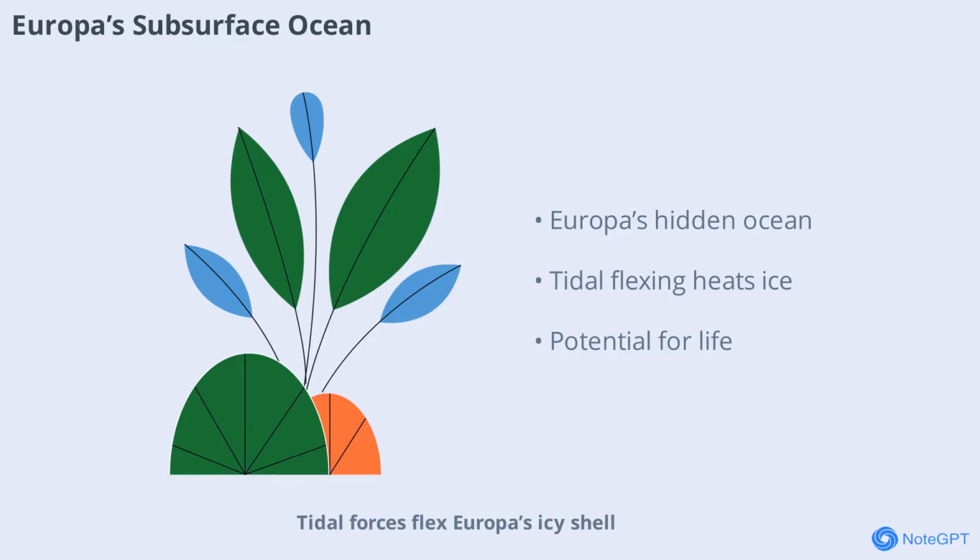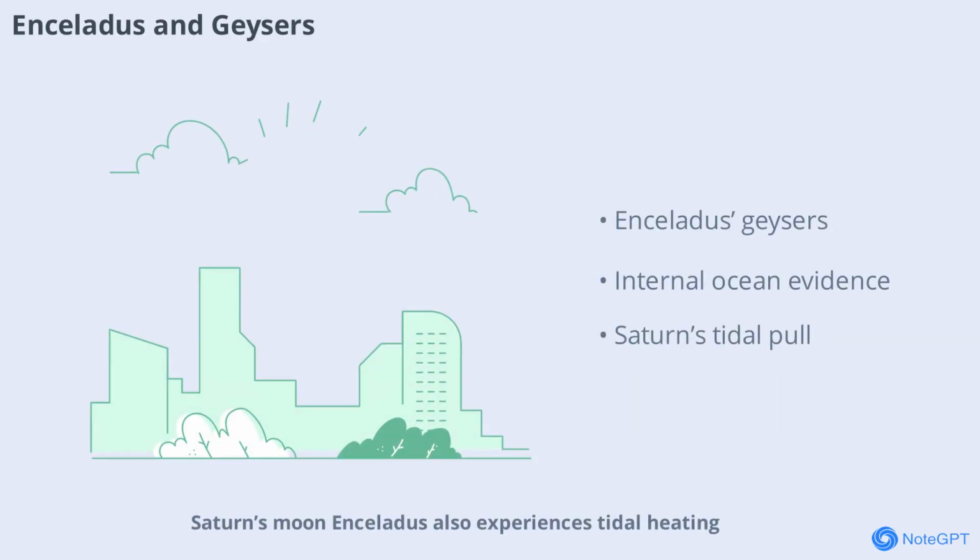Tidal forces flex Europa's icy shell, generating enough heat to keep a vast ocean liquid beneath the surface. Scientists believe this subsurface ocean could harbor life, protected from the harsh environment of space. Tidal heating is the key to maintaining this hidden sea, making Europa one of the most intriguing worlds in our solar system. Saturn's moon Enceladus also experiences tidal heating.